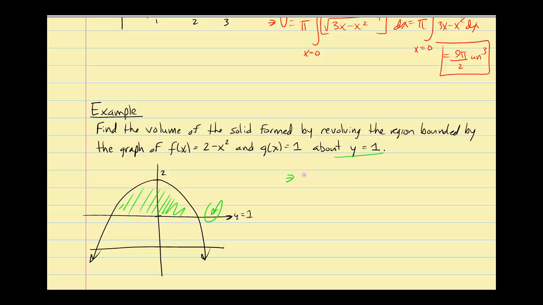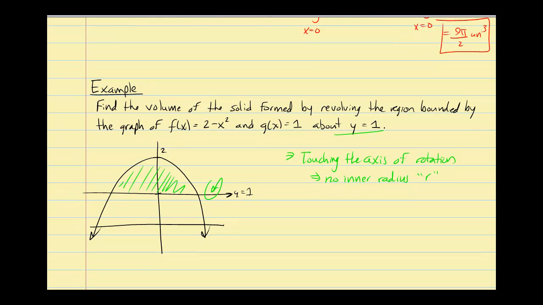So a couple quick things. I'm touching the axis of rotation, and when you're touching the axis of rotation, that means you have no inner radius. And that inner radius is known as the lowercase r. We need to make sure that we realize that we're perpendicular to the axis of rotation, using the disk method. And because we're perpendicular to the axis of rotation, I'm going to be using dx's because I have vertical rectangles.